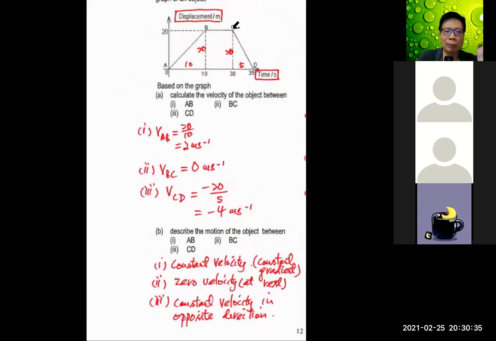Here, zero velocity, not moving. So we say at rest. And part 3, this one, coming back, is constant velocity in the opposite direction. It's still constant velocity because it's a straight line, one gradient only, but the gradient is negative. So when a gradient is negative, it means constant velocity in the opposite direction. Okay? So, understand?